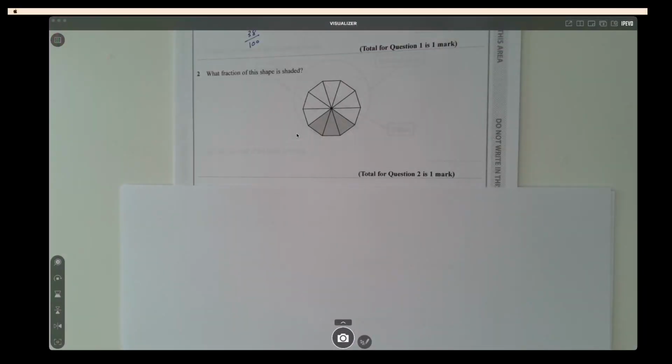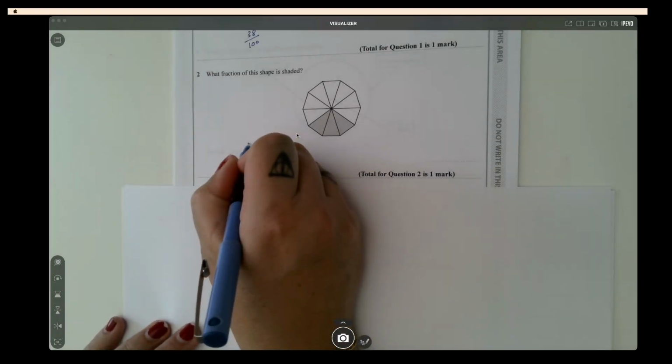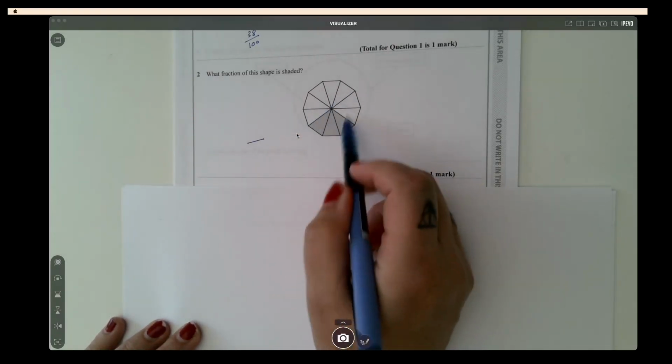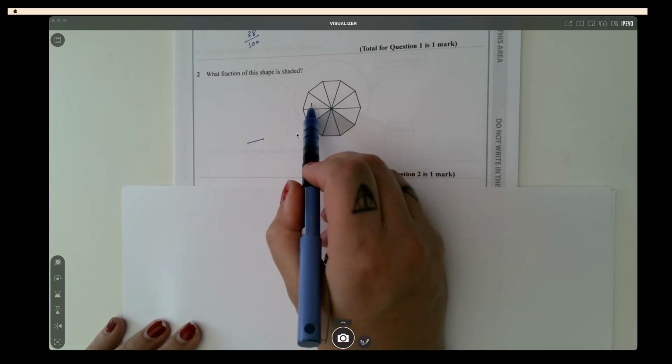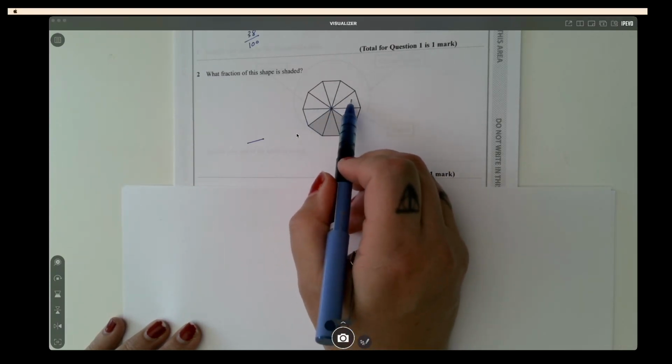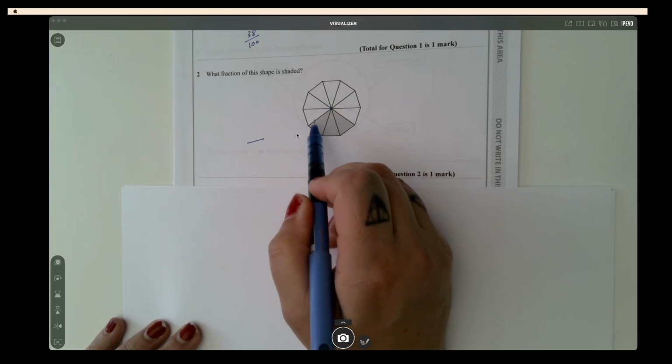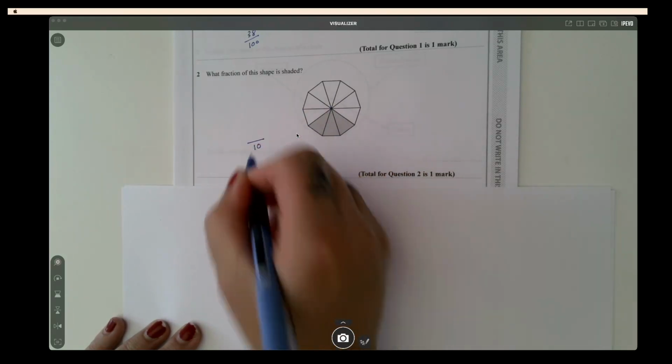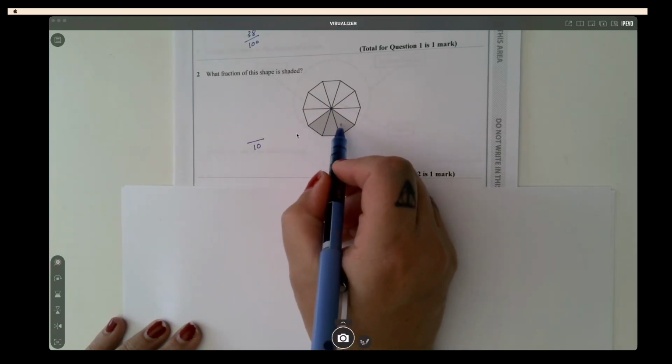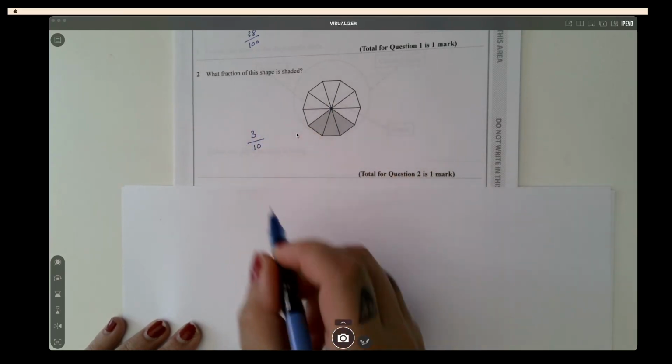Question 2, what fraction of the shape is shaded? So on the bottom of the fraction, we need to put how many equal parts the shape is split into. 1, 2, 3, 4, 5, 6, 7, 8, 9, 10. So we've got 10 on the bottom. And there are 1, 2, 3 parts shaded, so that goes on the top.